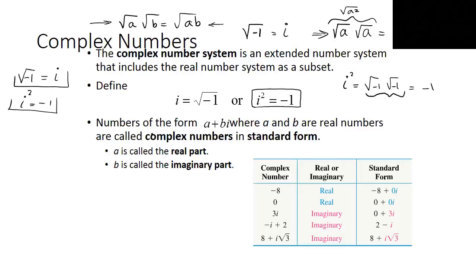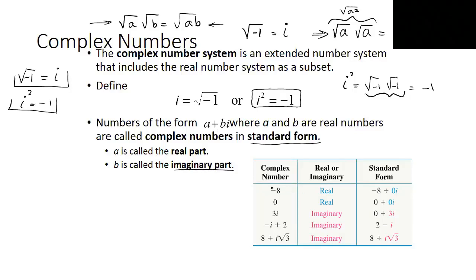So a number of the form a plus bi is called the standard form. If somebody asks you to write the answer in standard form, they're referring to this form here, a plus bi, where a is the real part of your number, and b, this coefficient, is the imaginary part or complex part of that.